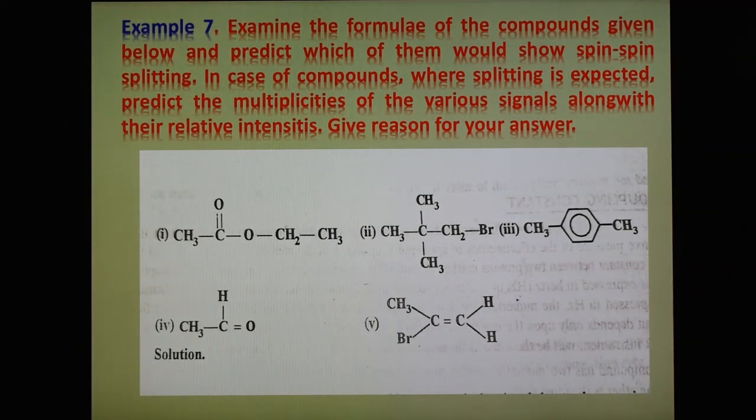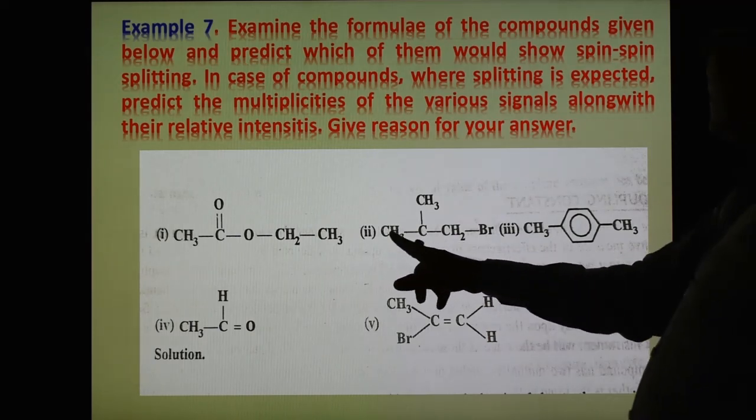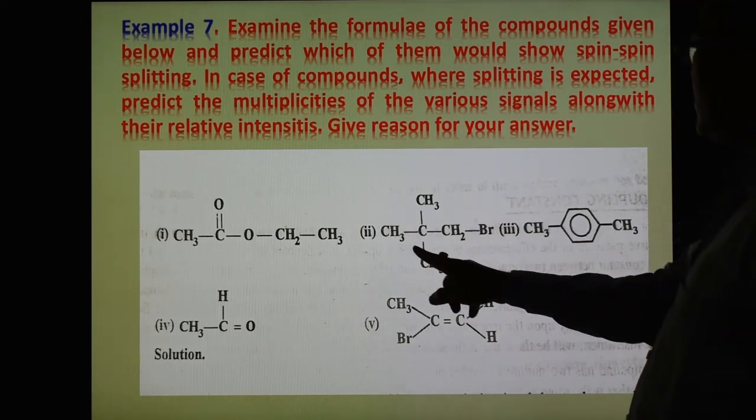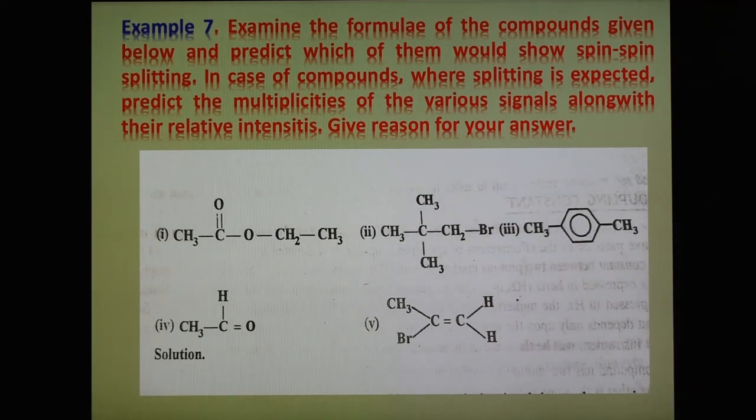And now the second compound. This is the second compound, CH3 C CH2 Br, and 2 methyl groups are present on carbon 2. Now in the second compound, the 9 protons on the 3 methyl groups are equivalent. So total 9 protons are there, and they are equivalent, and 2 protons are there on the CH2 group.